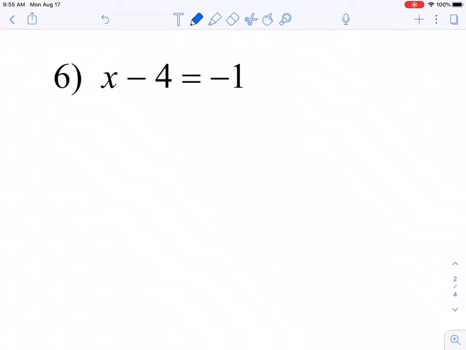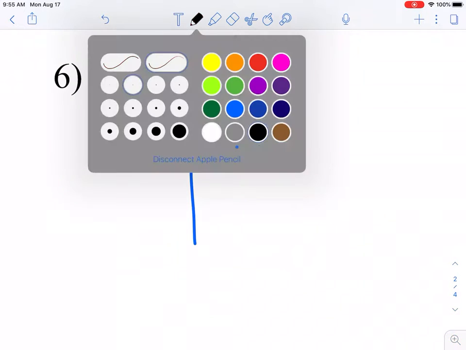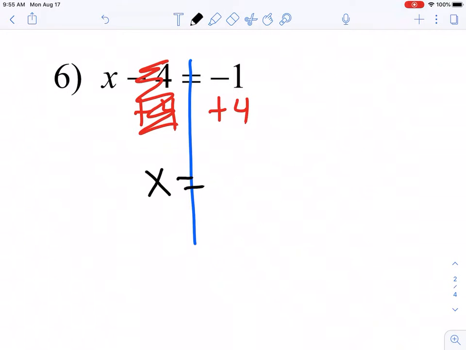In number 6, we need to get x by itself, which means we need to get rid of this -4. We get rid of a -4 by doing the opposite or the inverse operation. We are going to add 4 to both sides. A -4 and a +4 cancel each other out so that we are left with x by itself. And then on this side, our signs are different, so we will subtract 4 minus 1 to get 3 and keep the sign of the larger number, which is positive.